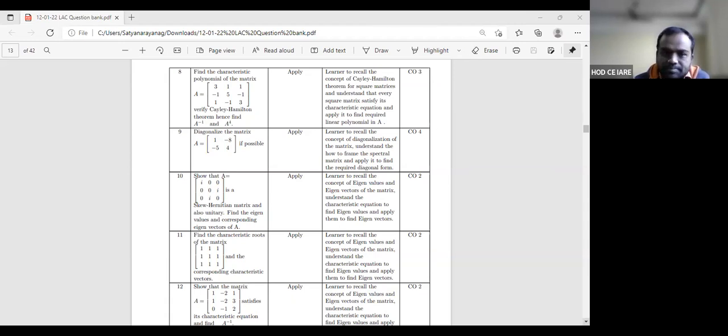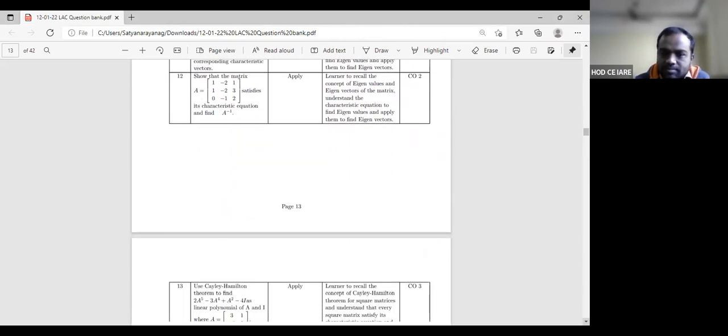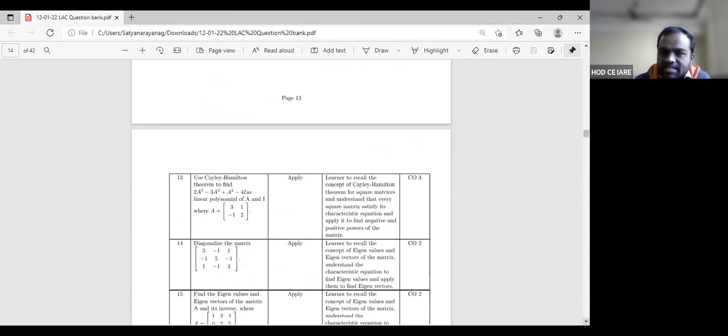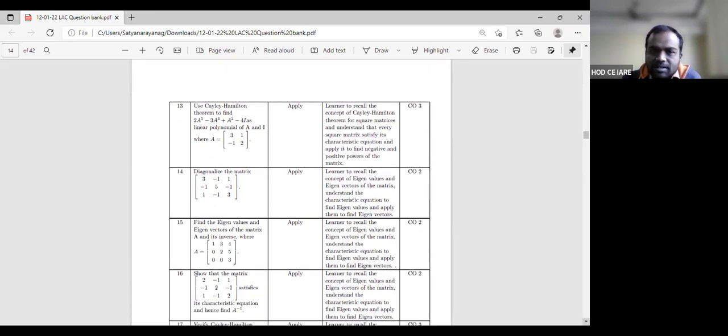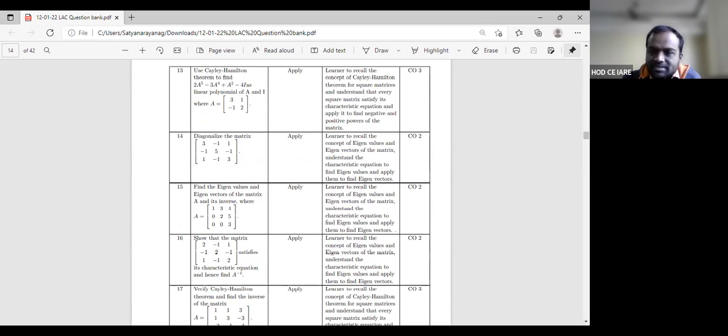Next, the 13th question: use the Cayley-Hamilton theorem to find 2A to the power of 5, where A is [3 1; -1 2]. From this we get a characteristic equation, lambda squared something. First verify it. Then the resulting equation gives A squared equal to some value. Substituting that into the expression, we get some equation or values, and we use those values with the matrix by substituting into it. And diagonalization of a matrix we have already done. Next, find the eigenvalues and eigenvectors. Okay, so we can use all the values and write them there.